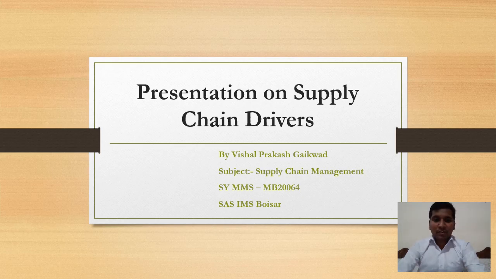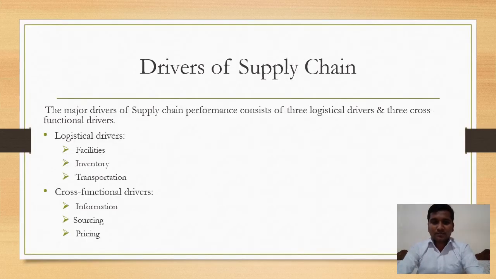Today I am going to give a presentation on supply chain drivers. So let's begin. Drivers of supply chain. The major drivers of supply chain performance consist of three logistical drivers and three cross-functional drivers. Logistical drivers are facilities, inventory, and transportation. Cross-functional drivers are information, sourcing, and pricing.